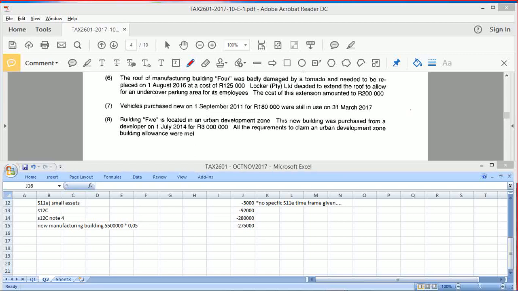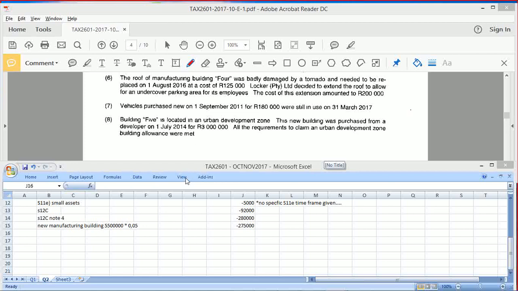Okay, and this was done when? In August 2016. How many years ago is that? So if it's end of August, beginning of January would be the beginning. So that's fine. Okay, so the roof of manufacturing building 4. Is this commercial? Let's see. No, it's manufacturing, so 5%. So what is the 125 multiplied by 5%? Yes, because that would have been for building only, if used for manufacturing.